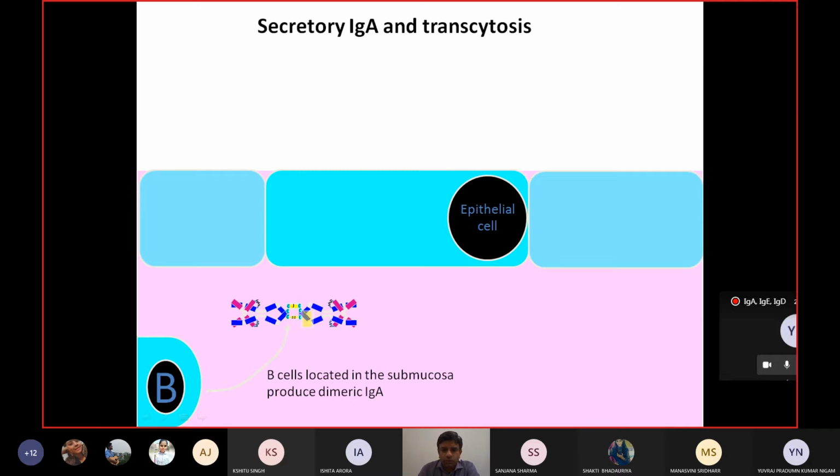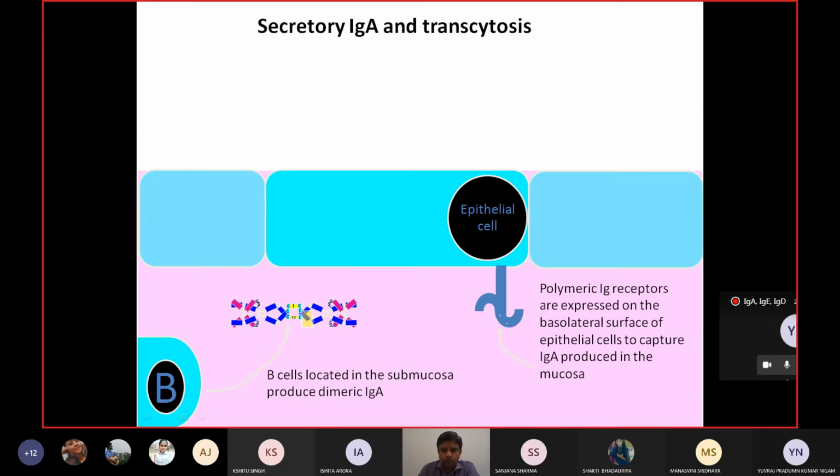Okay, so now what happens? This dimer goes and binds to the poly Ig receptor, the polymeric Ig receptor, which is expressed on the basolateral surface of epithelial cells. Now these poly Ig receptors will capture IgA, which is produced in the mucosa. So now the B cells are producing the dimers, and IgA is binding to these receptors. So then what happens?